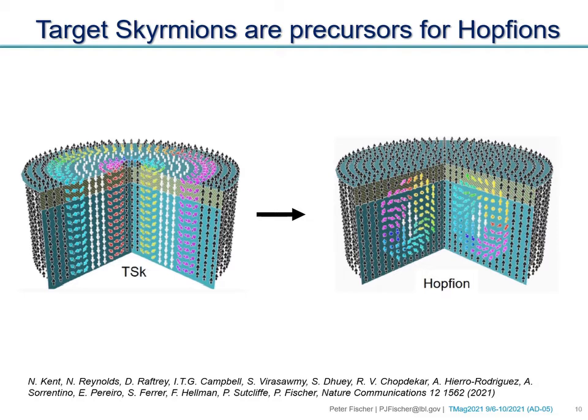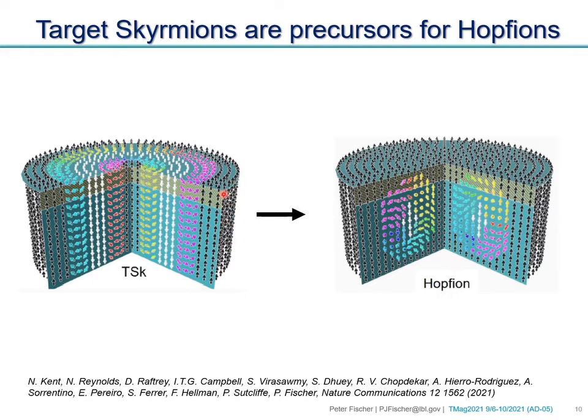And here are now schematics that show target skyrmions on the left and Hopfions on the right, and basically how they are different from each other. When you follow these color-coded arrows, you see, for instance, that the target skyrmion across the thickness of the disk is more or less the same. So it doesn't matter whether you do a depth-dependent imaging of a target skyrmion, you should more or less see the same thing.